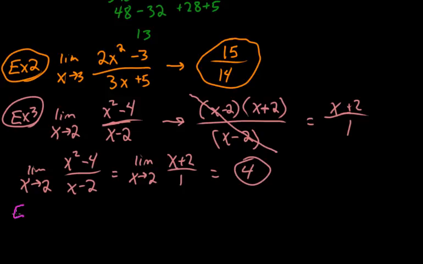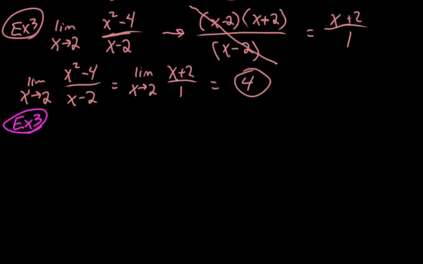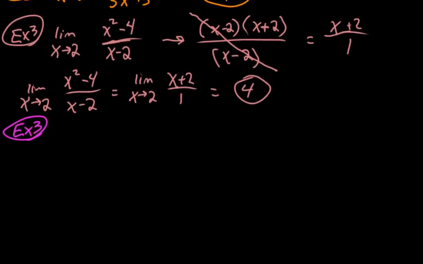Let's go over another example. This will be a factoring one, a little bit more complicated, but still doable. Let's say we have limit as x approaches 5 of x squared minus 4x minus 5 divided by x squared minus 3x minus 10.